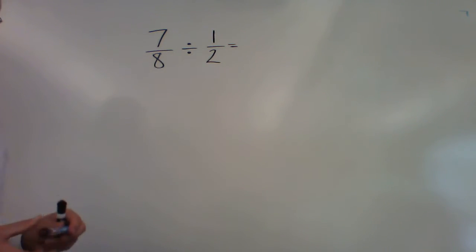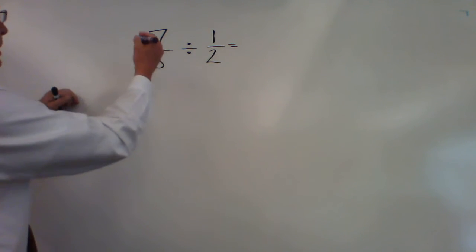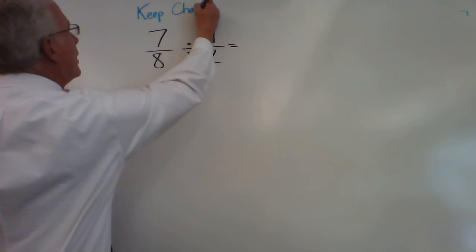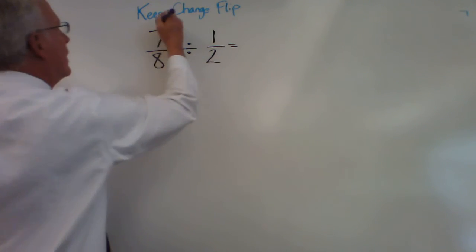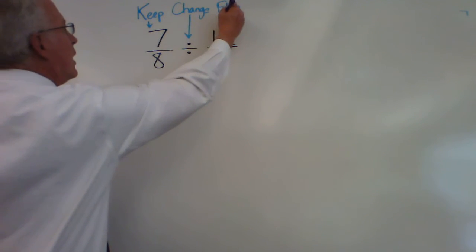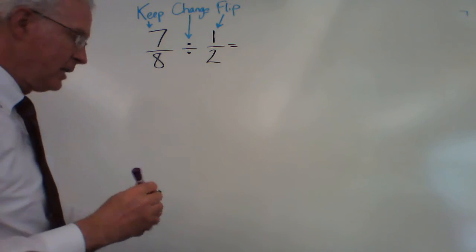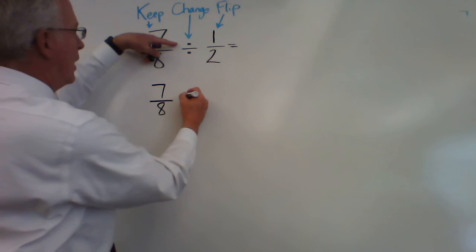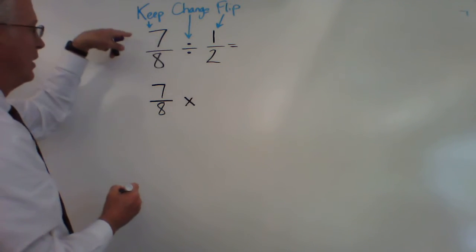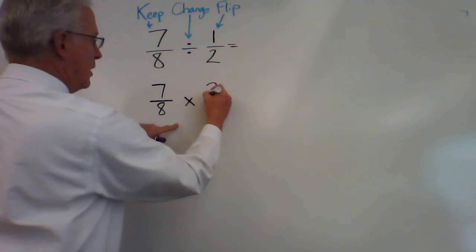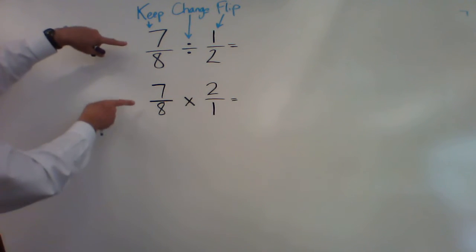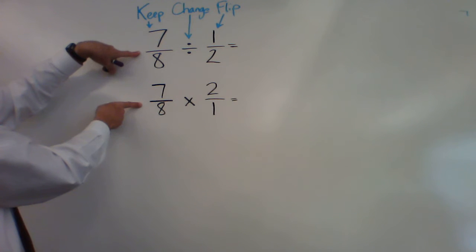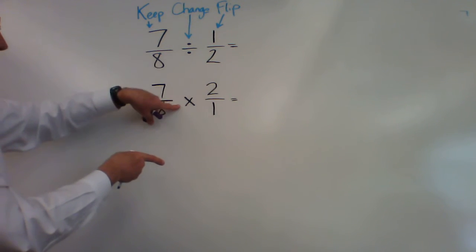let's redo this. And here's the little trick for remembering. We're going to remember a trick called keep, change, flip. Keep, change, flip. That means that we're going to keep 7/8. We're going to change our dividing sign into a multiplication sign. Keep, change, and then we're going to flip. Those two equations are exactly the same. Got it? Keep, change, flip.